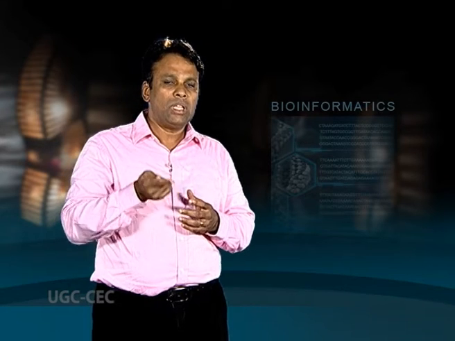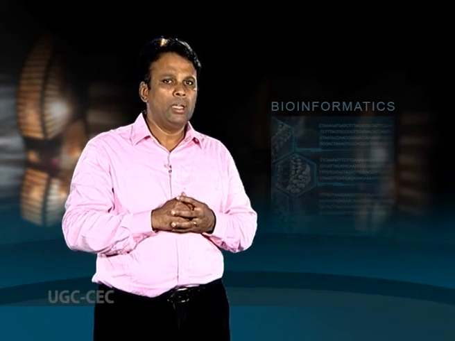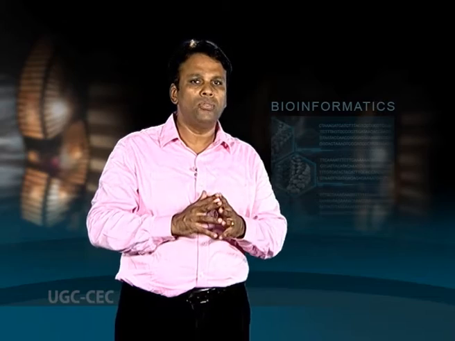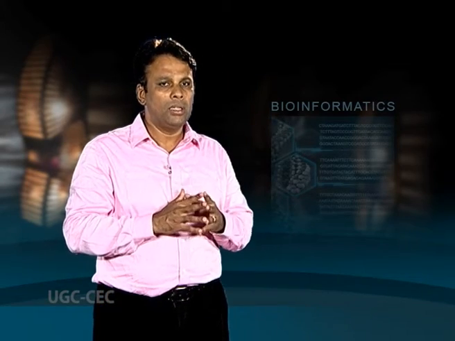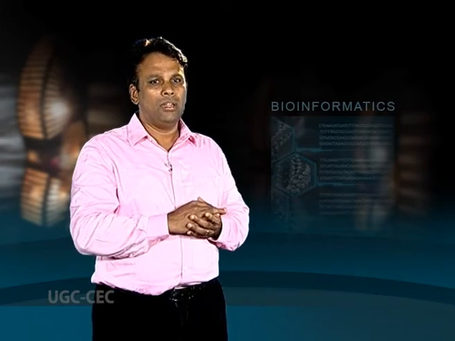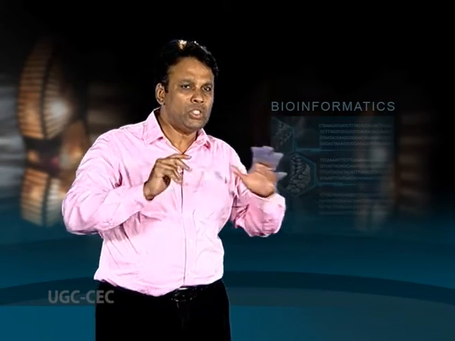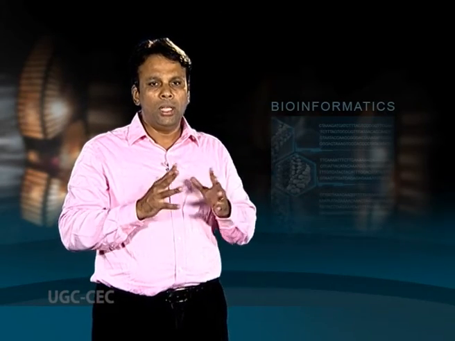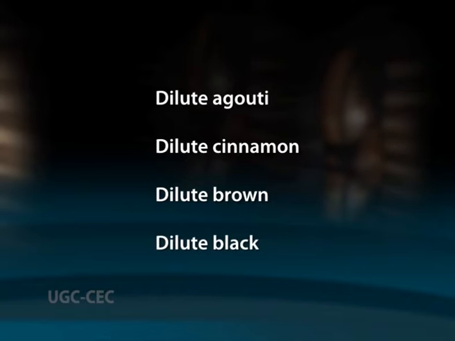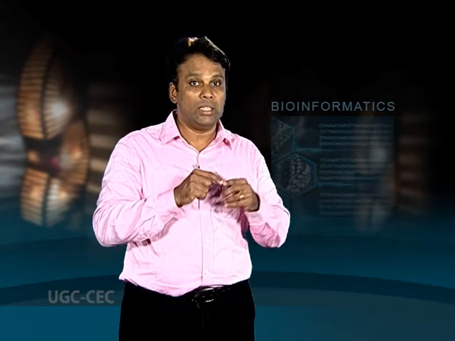The genotypes capital D capital D and capital D small d permit the complete expression of coat color in mice, but the small d small d genotype dilutes the color and looks milky. This is due to an uneven distribution of pigment in the hair. The possible coat colors are dilute agouti, dilute cinnamon, dilute brown, and dilute black. This is another example of a modifier gene.